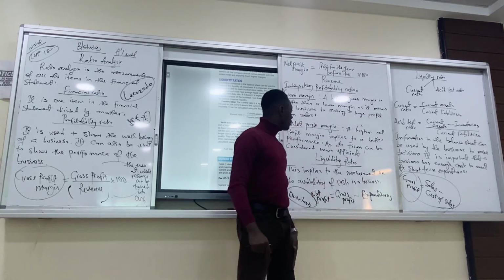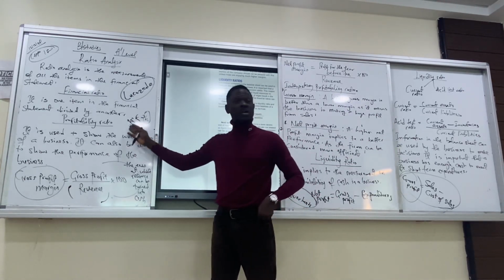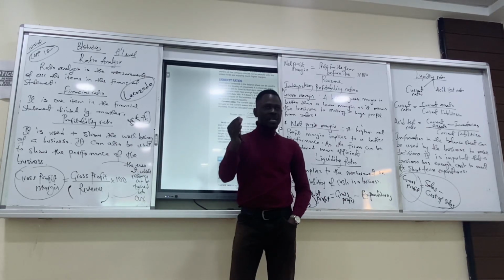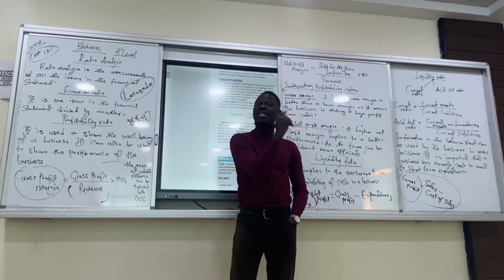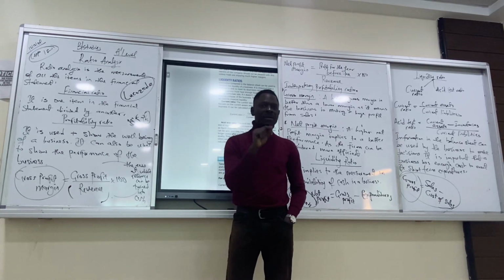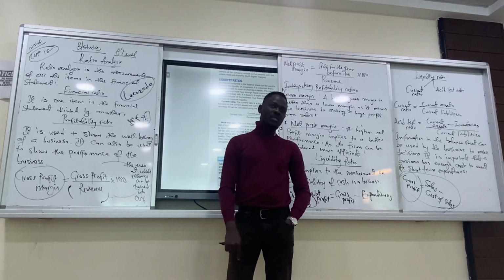That's about liquidity. Then we have the profitability ratio, which is gross profit margin, which is gross profit divided by revenue multiplied by 100, and our net profit margin, which is net profit before tax divided by revenue multiplied by 100. Any question? No.